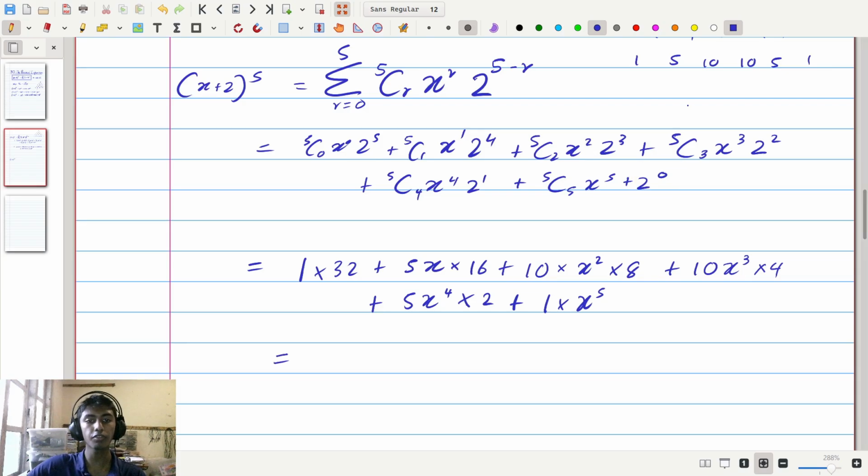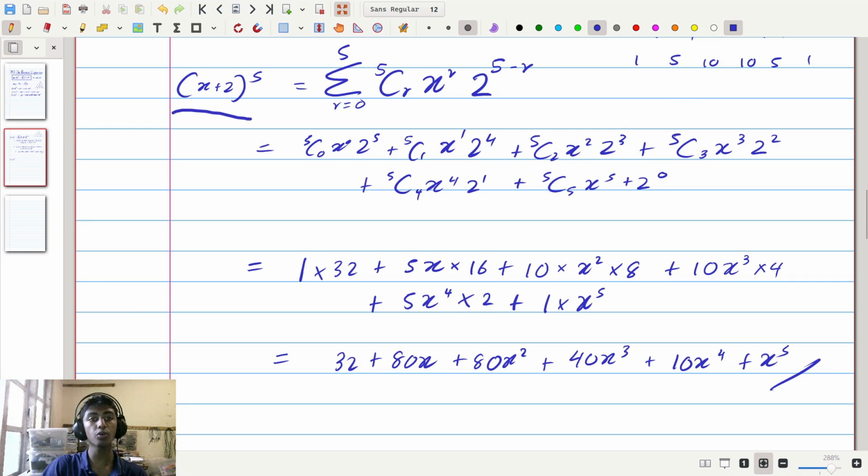Now, if we simplify all of this down, the first term is just 1 times 32, which we can write as 32. The next term is 5 times x times 16, which is 80x, so we can write that as 80x. The next term is 10 times x squared times 8, which is 80x squared. The term after that is 10x cubed times 4, which is going to be 40x cubed. The term after that is 5x to the power of 4 times 2, so 10x to the power of 4, and finally we have 1 times x to the power of 5, so we have just x to the power of 5. So this right here is the expansion of (x plus 2) to the power of 5.